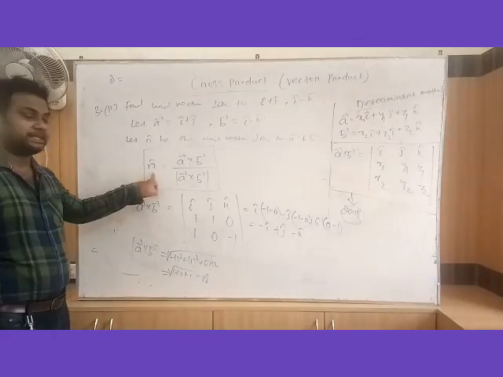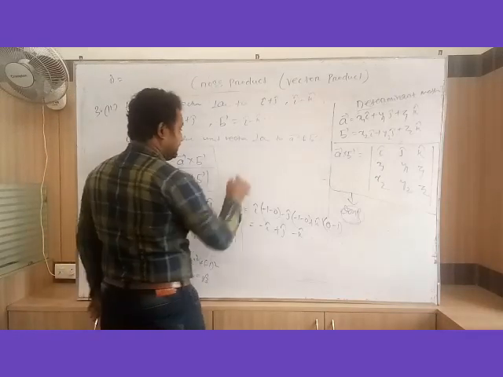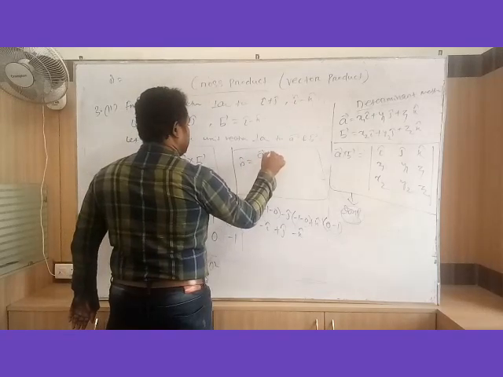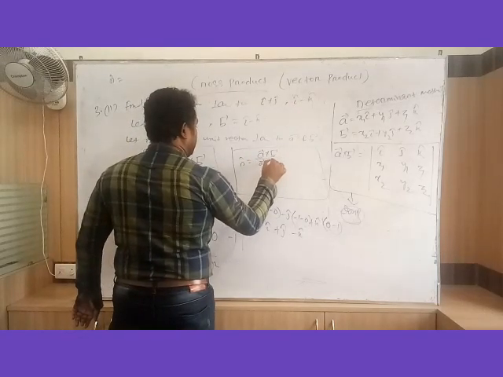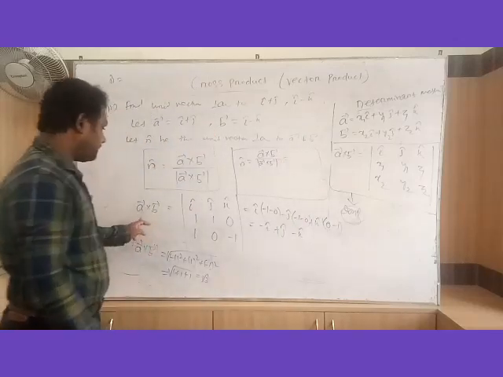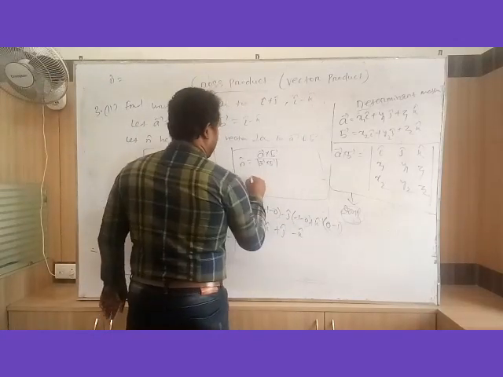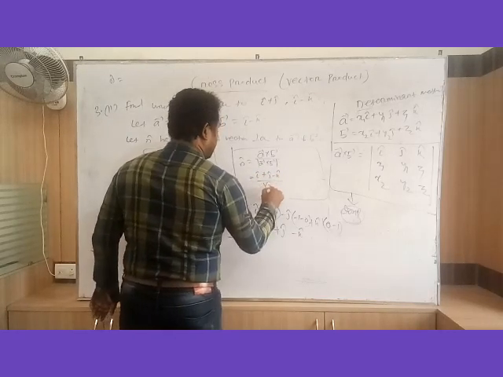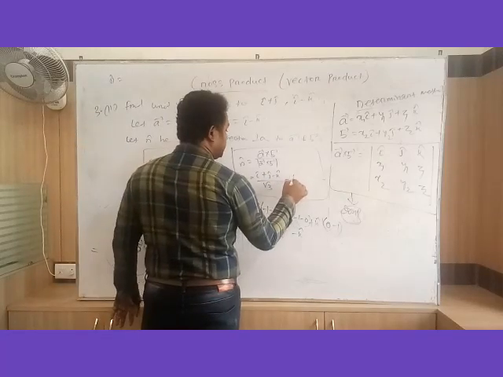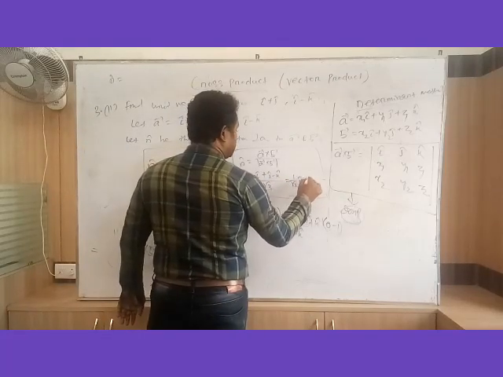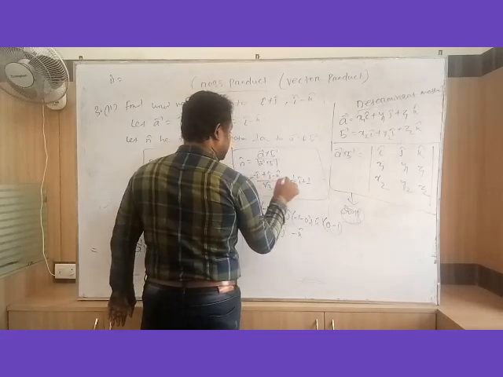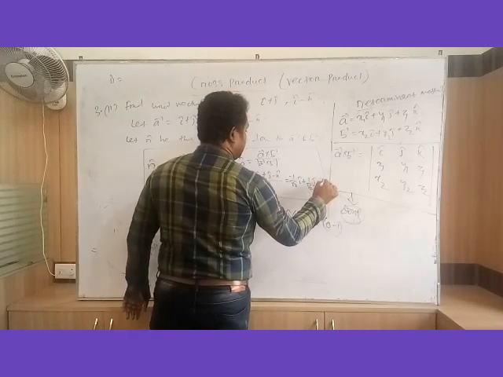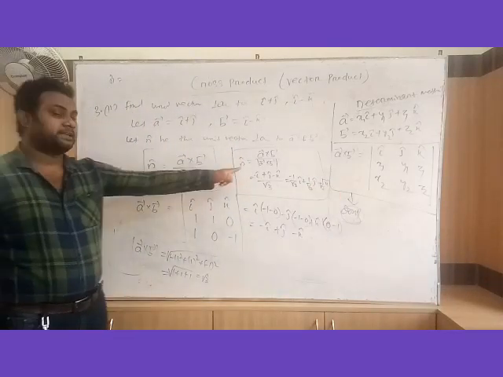Now we have to find out the value of n cap. So see here, n cap equals A cross B by A cross B magnitude, which is equal to the value of A cross B, minus I cap plus j cap minus k cap, divided by root 3. This is the answer, or you can write it as minus 1 by root 3 I cap plus 1 by root 3 j cap minus 1 by root 3 k cap. So this is the value of n cap.